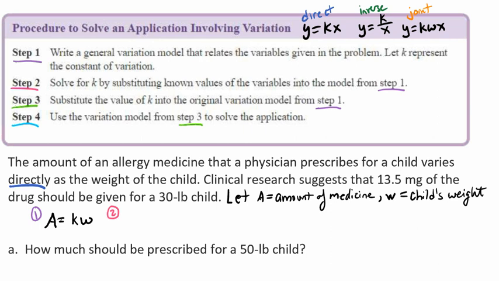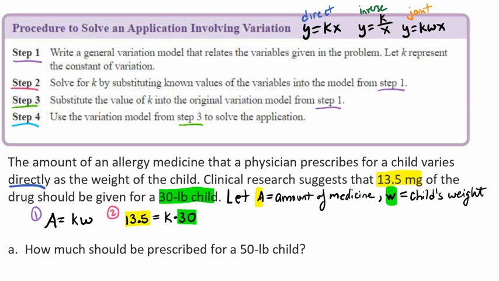Well, we're going to fill in the things that we know. Now we know that clinical research suggests that 13.5 milligrams of the drug, so that's going to be the amount of medicine, that's going to be our A value. And it says a child weighing 30 pounds, so our 30-pound child is going to be our weight. So we can plug those values in. So we can now put 13.5 equals k times 30, and then again there's our amount of drug and our weight, and we are now ready to solve for k.